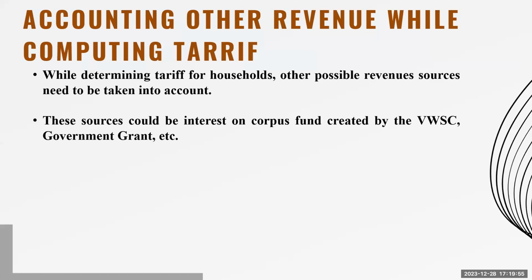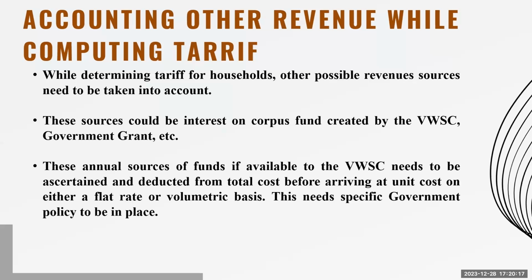so on, available to the panchayats, which can be spent on the Swachh Bharat Mission as well as the Jal Jeevan Mission. So this amount can be deducted from the total cost while calculating the per unit charge that has to be levied on an individual household or on a per kiloliter basis.